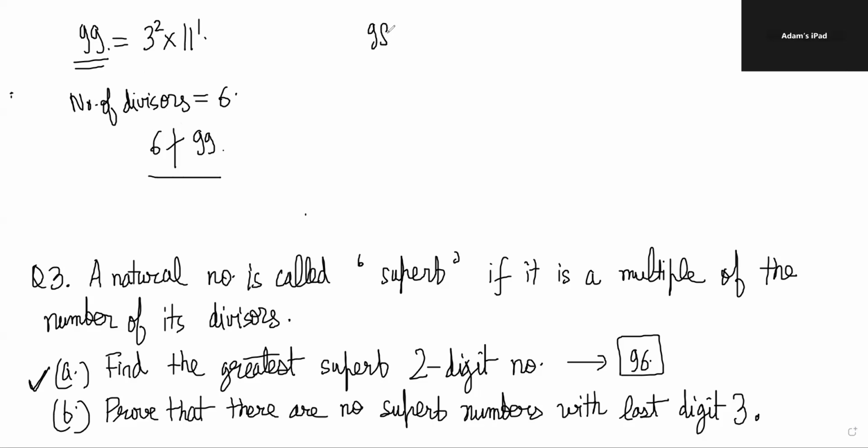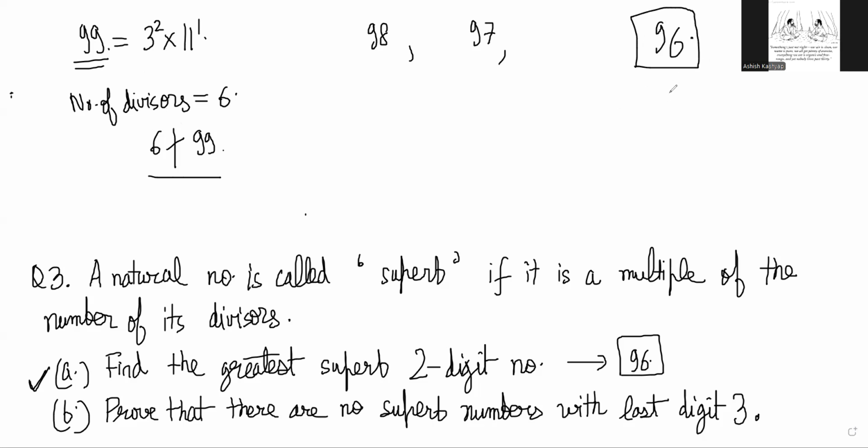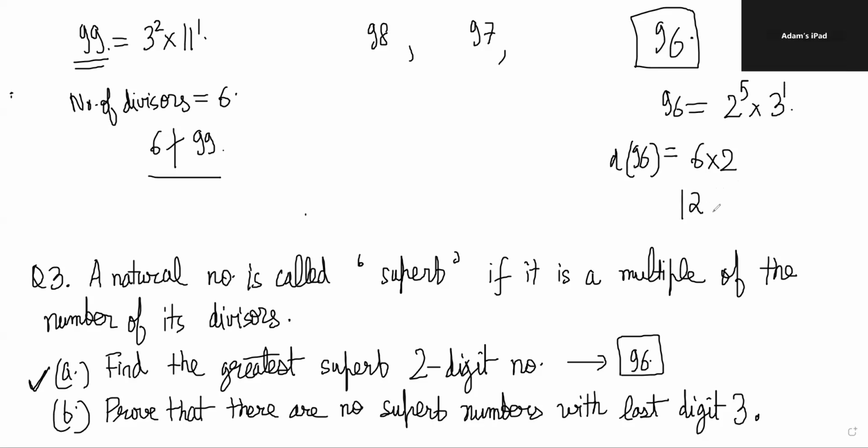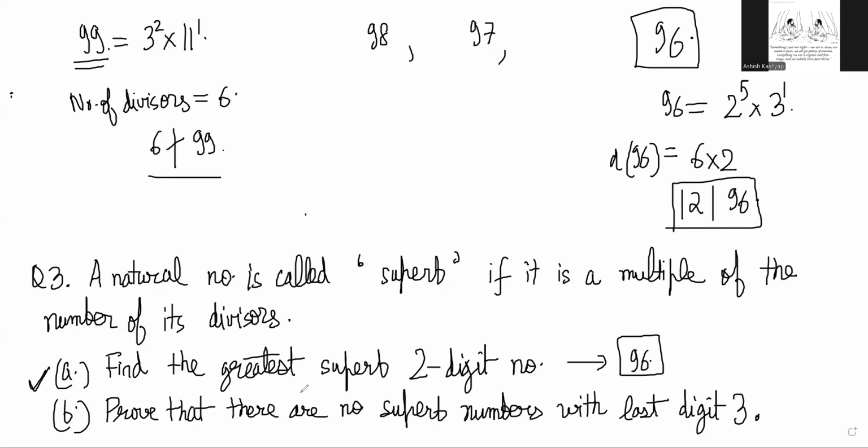Yeah, 98 and that's not. 97 also won't work, but 96 will work. For example, 96 will be 16 into 6. So 2 power 5 into 3 power 1, right? So it is 6 into 2 number of divisors, and 12 divides 96. So therefore it is a superb number. So we are starting from the highest possible two-digit number. So this is the largest one.